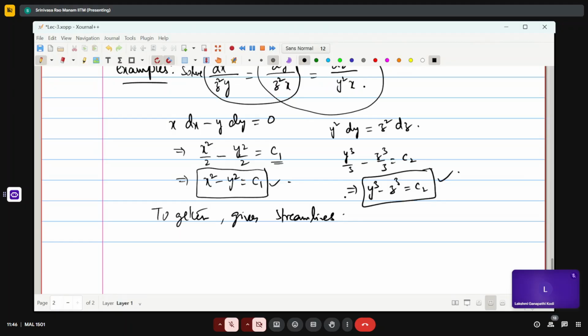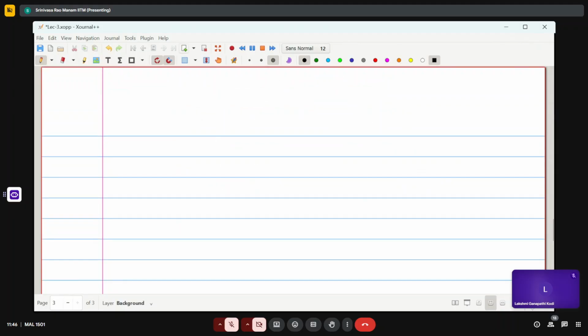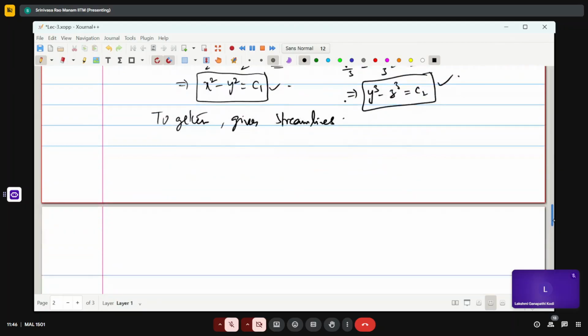In that case, what do you do? For example, let me give you another example. So let's look at example 2: solve the simultaneous equations dx by x into y square minus z square equal to dy. If you have done first order PDEs, you might have encountered these equations. Have you solved any of them?